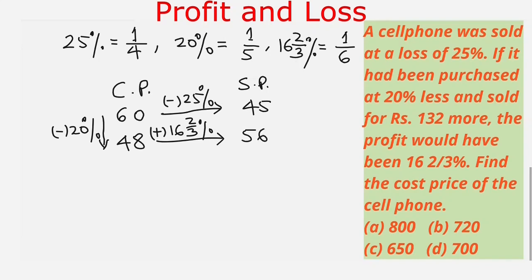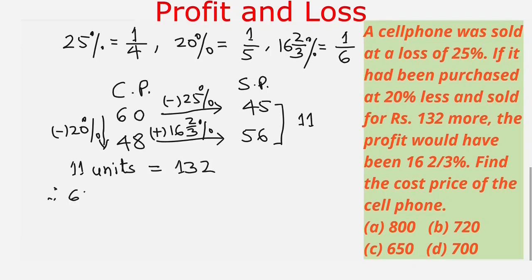Then new selling price comes out to be 56 units, and the difference between the old selling price and new selling price is 56 minus 45, which is 11. So this is 11 units, and this is given to us as equal to 132.